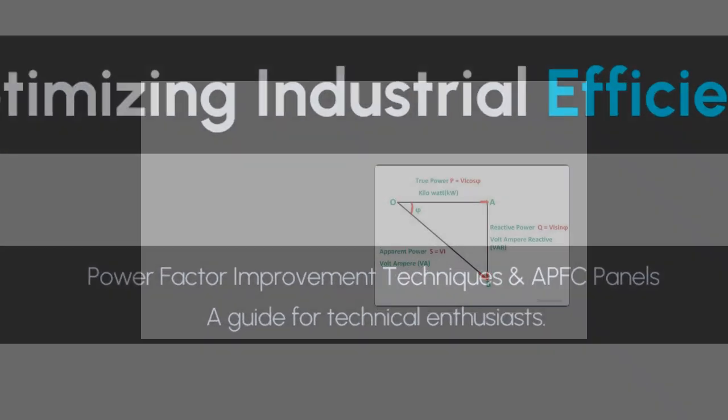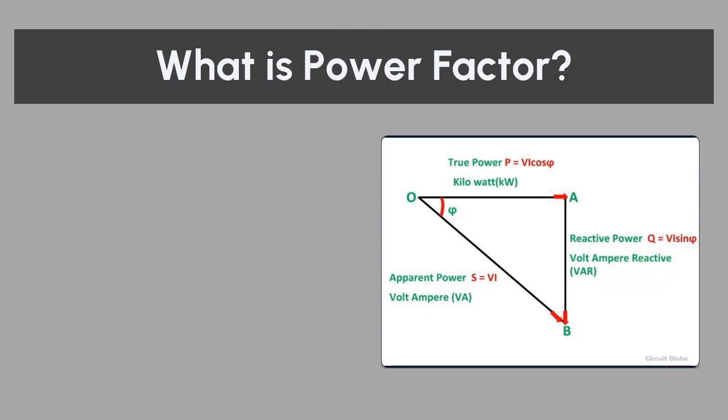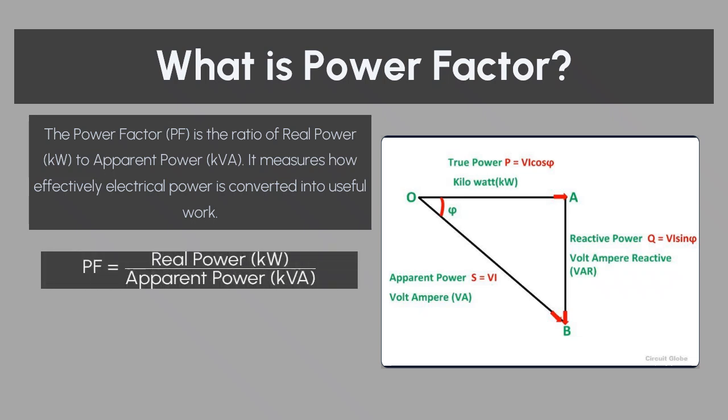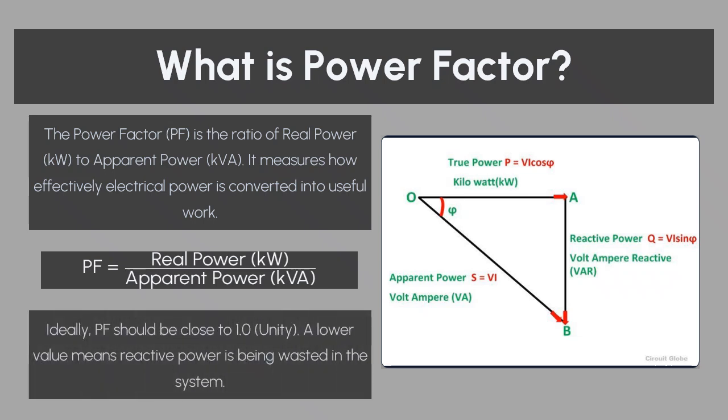What is power factor? At its core, the power factor, or PF, is a fundamental measure of electrical efficiency. It is simply the ratio of real power, kW, the useful power that actually performs work, to apparent power, kVA, the total power drawn from the utility. In an ideal world, the power factor is 1, or unity, meaning all the power drawn is used effectively. A low power factor, however, signals that a large portion of the current is wasted as reactive power.